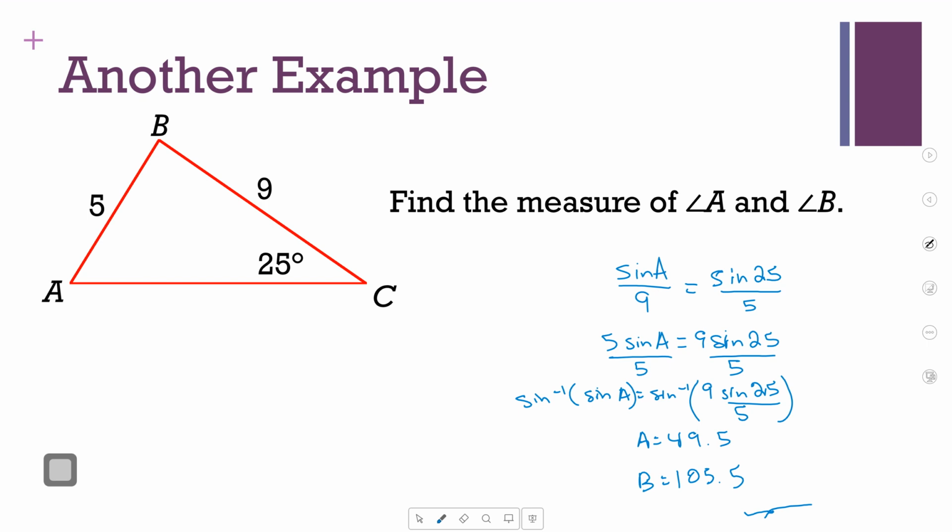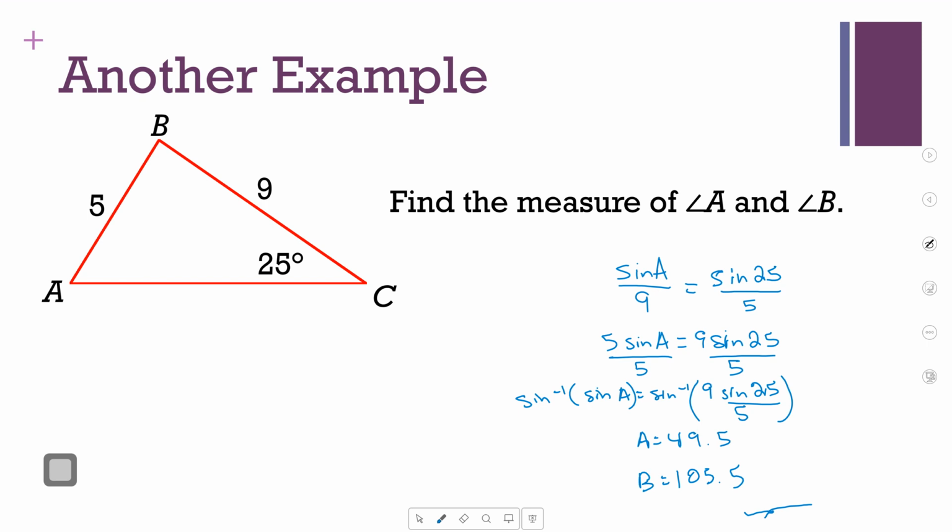Okay, so here's the good news. There are no other possibilities for the law of sines. I've given you every type of problem. Here's a triangle, solve for a missing side. Here's a triangle, solve for a missing angle. There's no other law of sines problem.